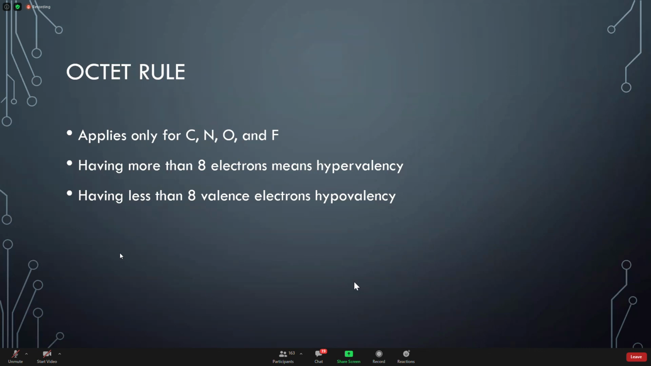Just another term. And larger elements like third row elements and down, we don't use this because now we have access to the d orbitals. And then for hydrogen and helium, we actually have a duet rule. Again, we don't really care about helium, but hydrogen can only ever have 2 electrons around it.